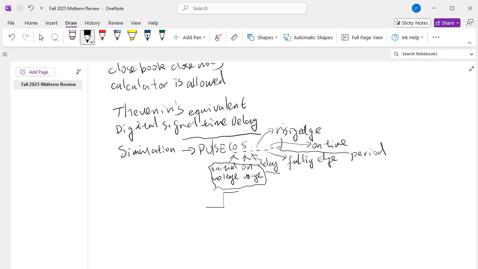So make sure that you know which argument means what, because I probably will ask you, what's the frequency of the signal? What's the rising edge time of the signal? Things like that. So the pulse function arguments are required.